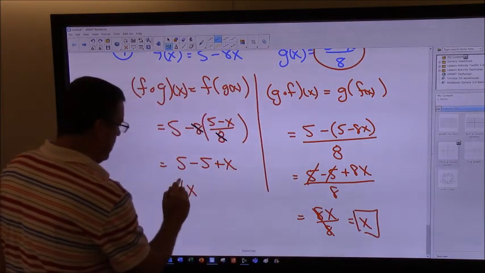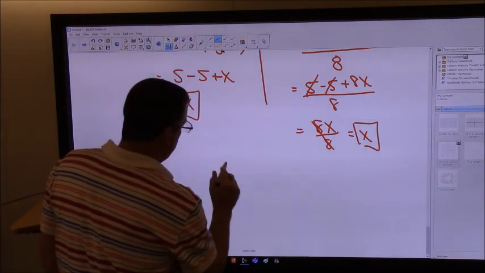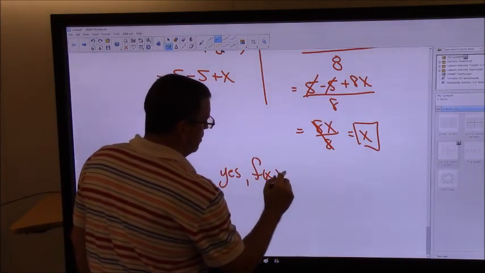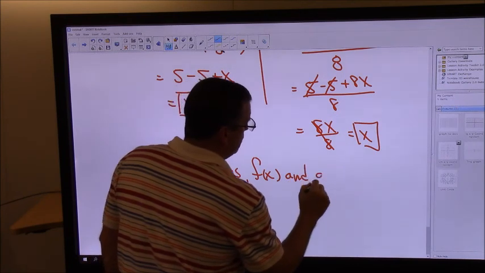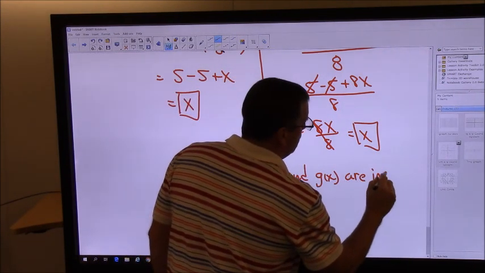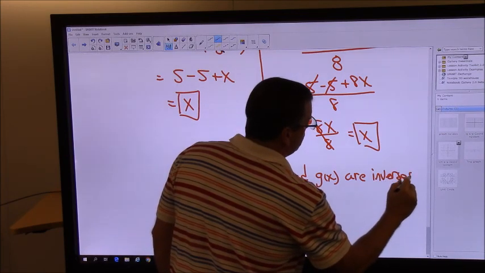So since I got that for both of these, I would say yes, f of x and g of x are inverses.